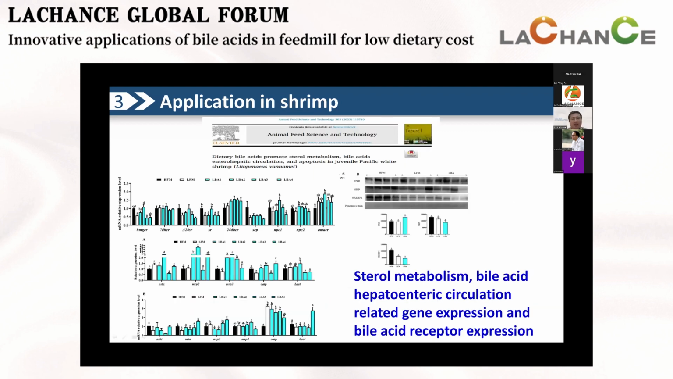And here is an article we published last year. In this experiment, we mainly detected the gene expression related to the sterol metabolism and the bile acids circulation related gene expression. And we also found the bile acids could promote the sterol metabolism.